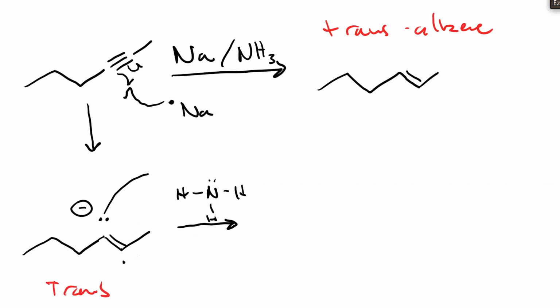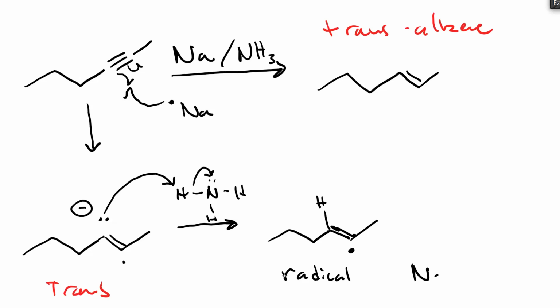Our second step is proton transfer, where the ammonia donates a proton to the radical anion. So this radical that's produced after the second step represents that first pi bond halfway reduced. And then another sodium atom is going to do this nucleophilic attack thing again, donating its electron to make a lone pair to give us an anion.